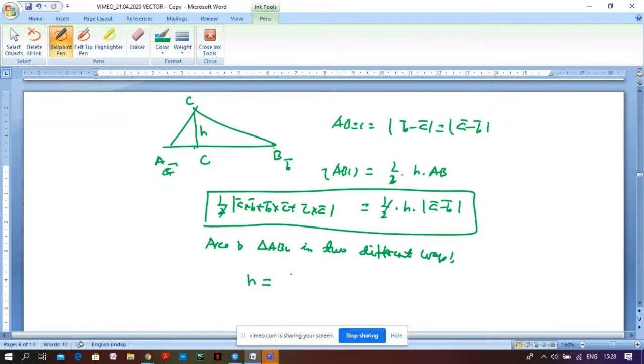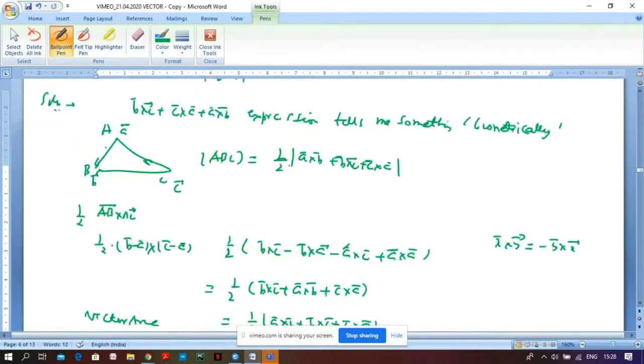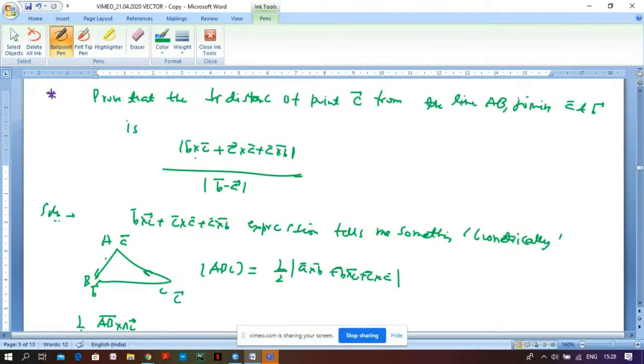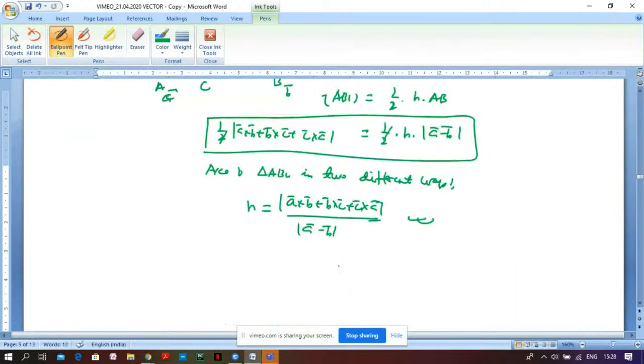And you are getting H as the modulus of A cross B plus B cross C plus C cross A upon the modulus of A minus B. That agrees with the result that we were asked for, B cross C, C cross A, A cross B upon B minus A. So we are getting that same thing here.